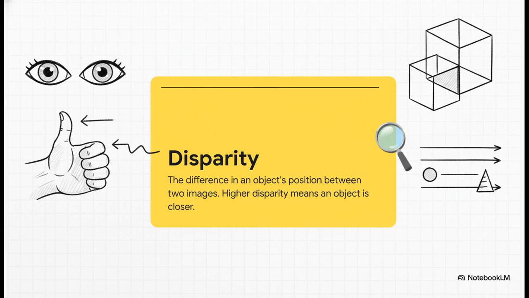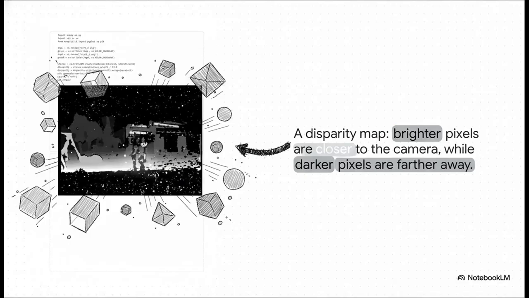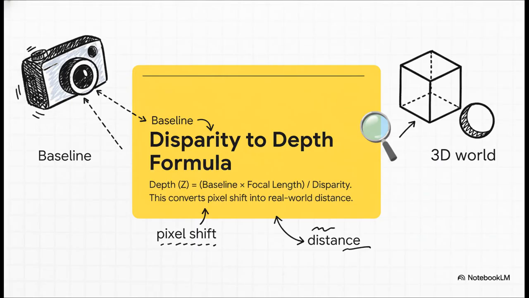It's the exact same thing for the computer. And this is what you get when you do all those calculations. This is a disparity map. The rule is super easy. The brighter the pixel, the bigger the disparity, which means the closer it is to the camera. You can totally see how the objects in the front are popping out in bright white while the stuff way in the back just fades to black. But wait, how do we get from a pixel shift to an actual distance, like in meters? Well, we use this little formula.